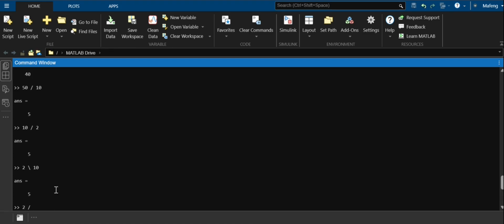So if you have to do 2 forward slash 10, this is now 2 over 10, which is 1 over 5, 0.2. If you had to use the backward slash now, this would be 10 over 2. But for safety, just stick with using the forward slash so that you don't get confused, unless you have a good reason to use the backward slash. Okay, so that's addition, multiplication, division, and subtraction.